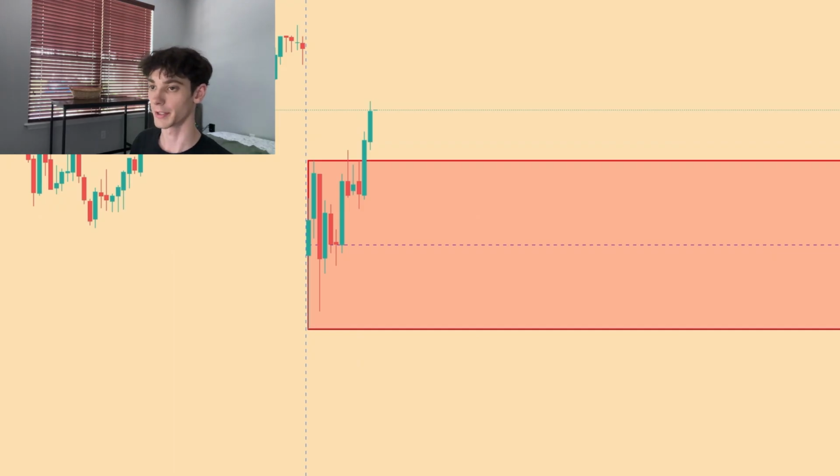Now we have to map out our targets. So we're going to multiply our candle range by 2 and then subtract that from 405.80. And we're going to get 403.16, and that's going to be our first target. Whenever we hit our first target, we're going to sell half our position. We're going to get about $248.